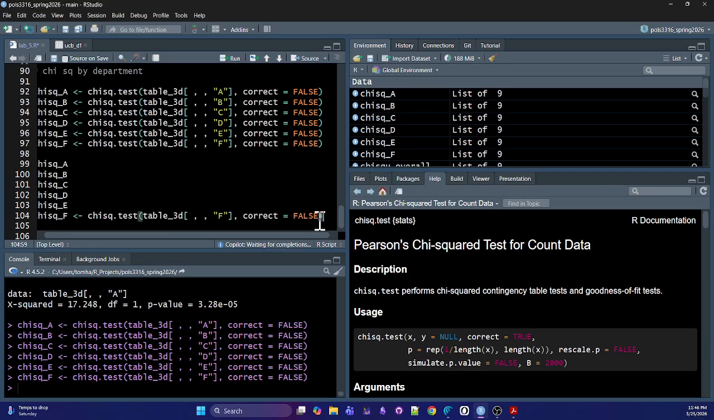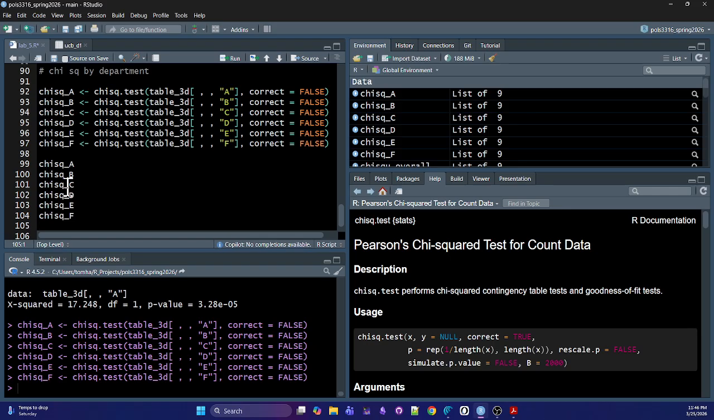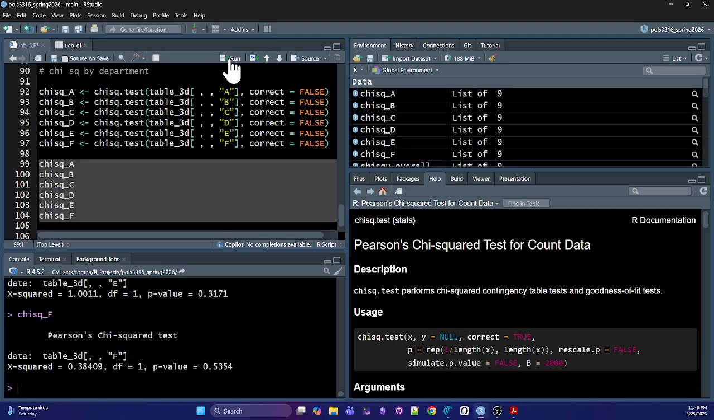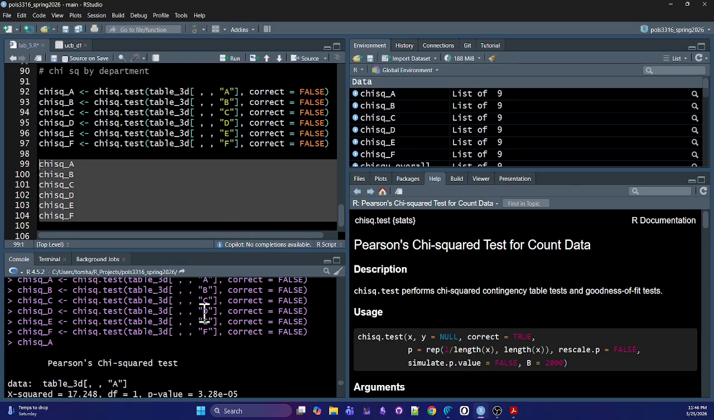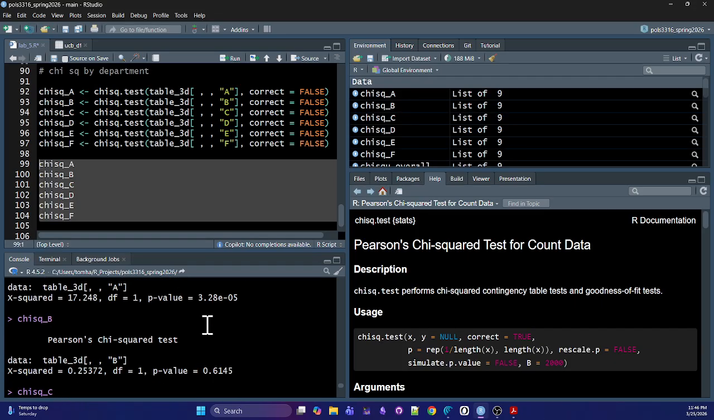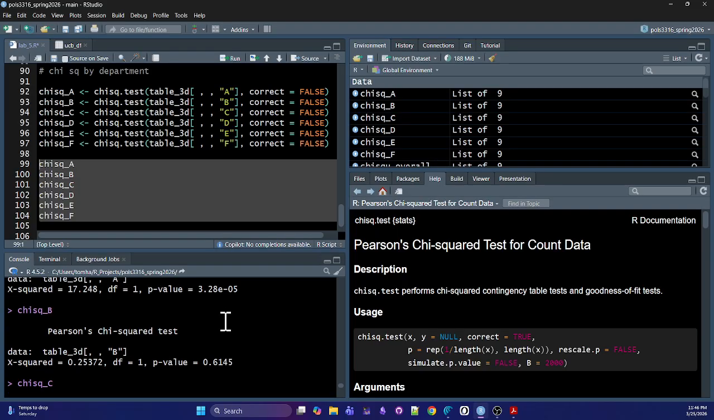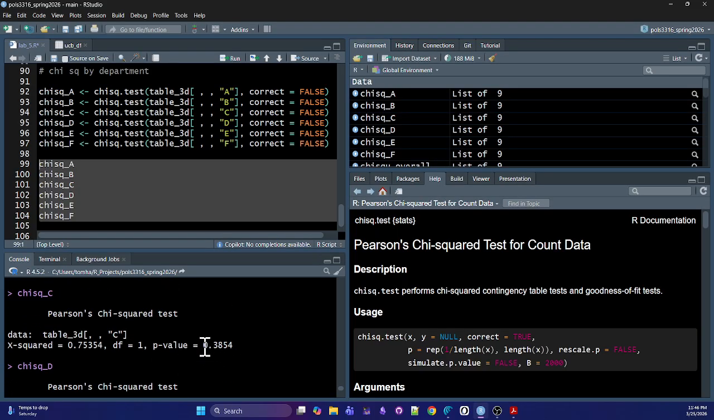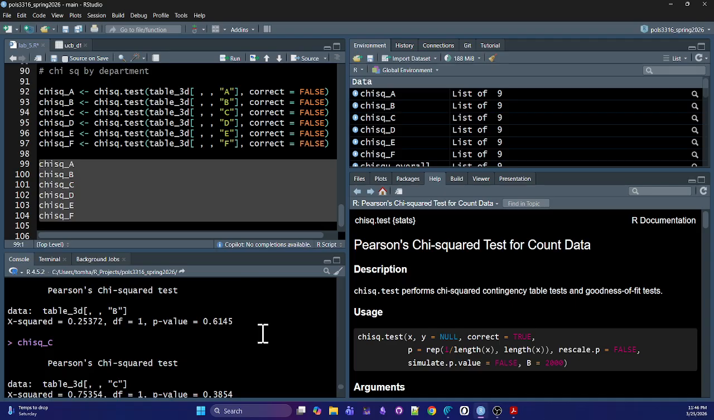You can also type it out, but all I'm trying to accomplish here is to get chi-square A, B, C, D, E, and F so that I can run them and return them. And then, so I've run them. A, I already ran, and it was significant. B, no significant difference. C, p-value 0.3, because it's 0.6145. It's definitely greater than 0.05.